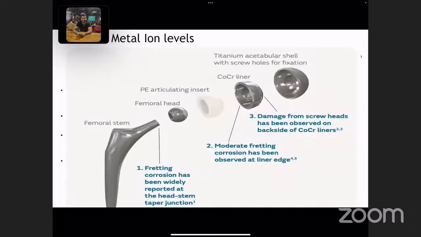Serum metal ion levels. This is the major cause of concern, which has led to a decrease in the usage of dual mobility cups in the United States. Because of the multiple articulating parts, there is fretting corrosion between the femoral head and the stem, and another fretting corrosion has been observed between the chromium cobalt liner and the titanium acetabular shell.